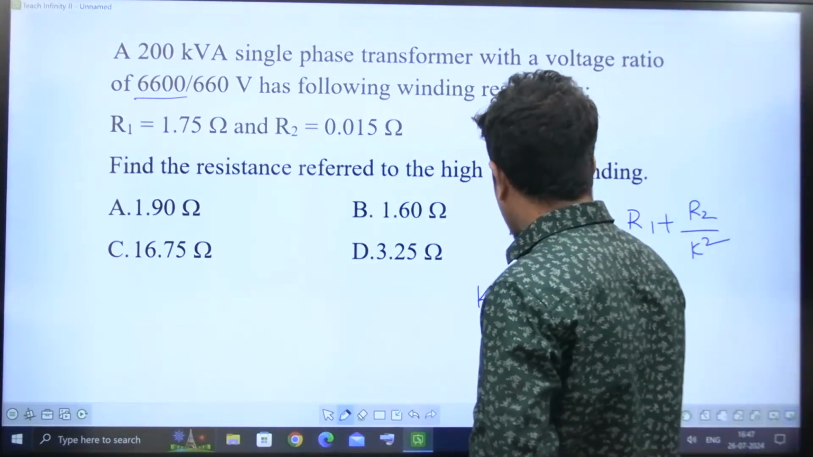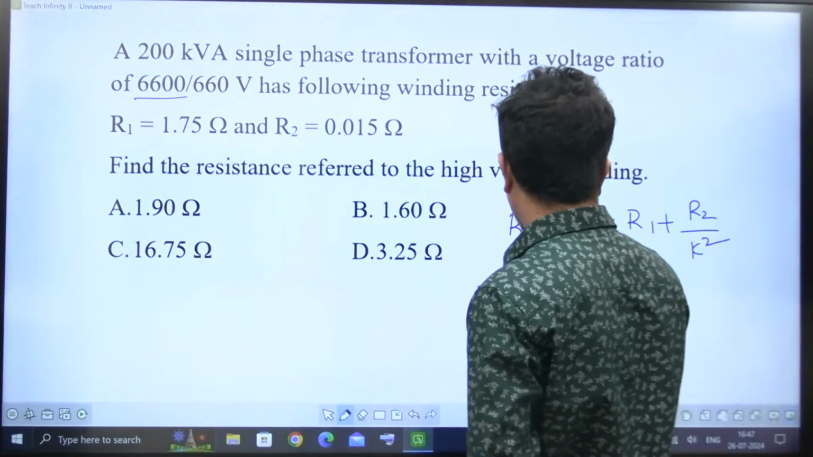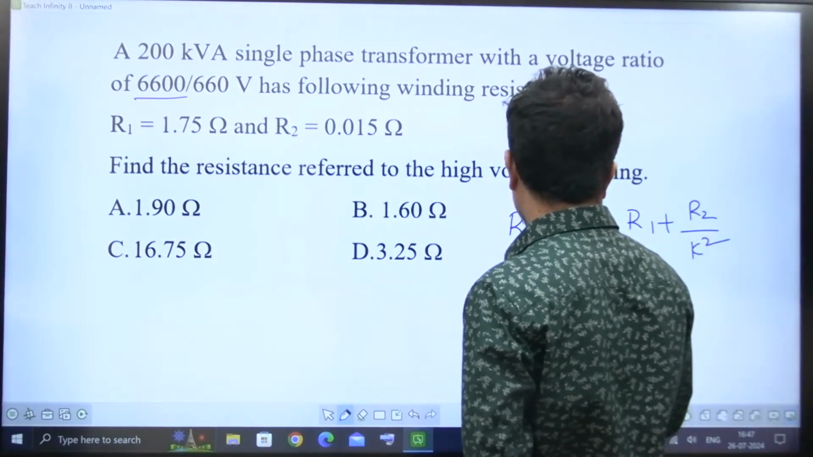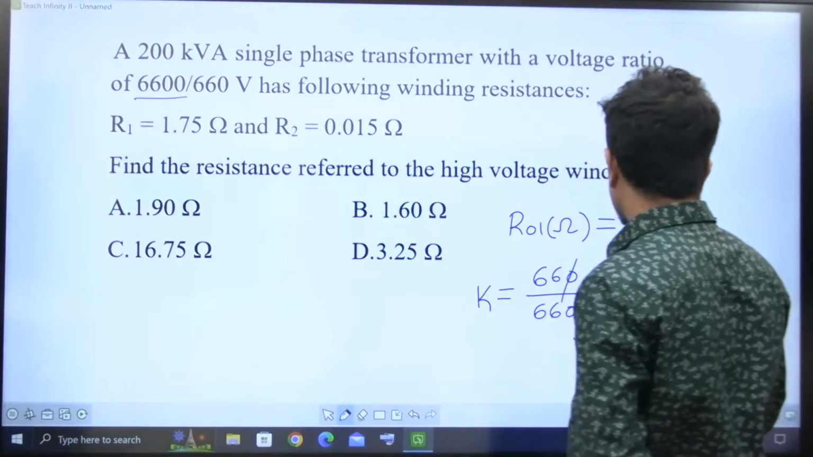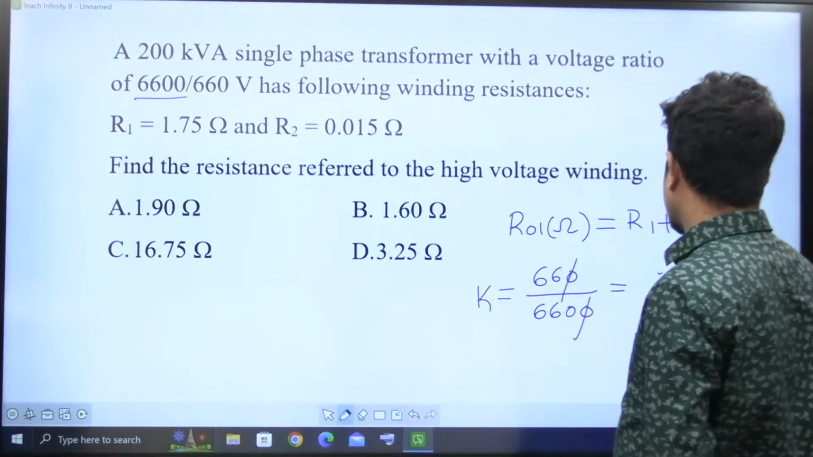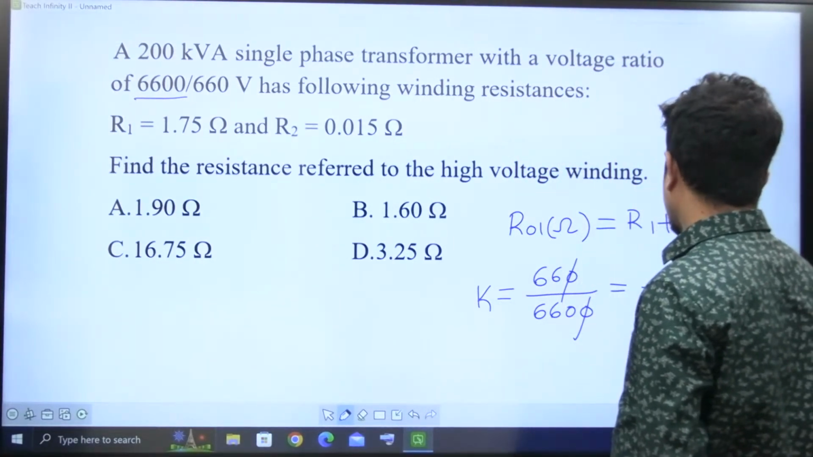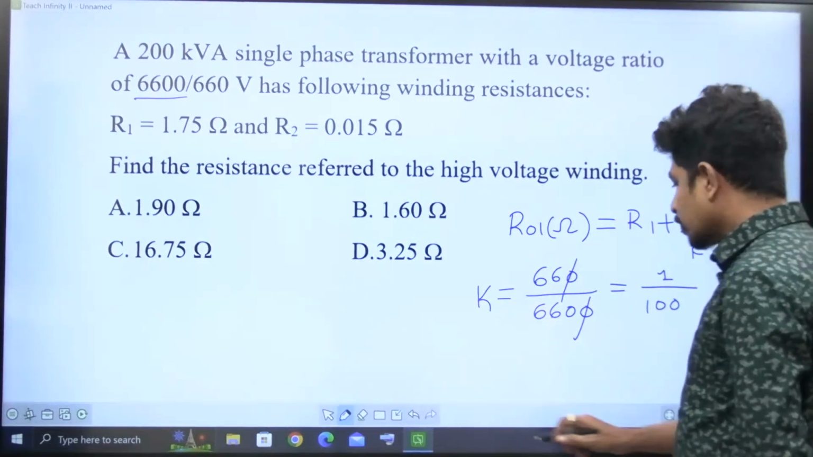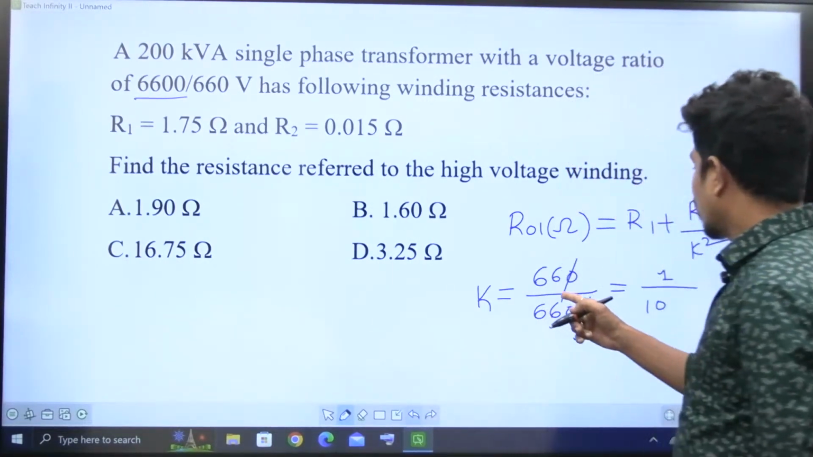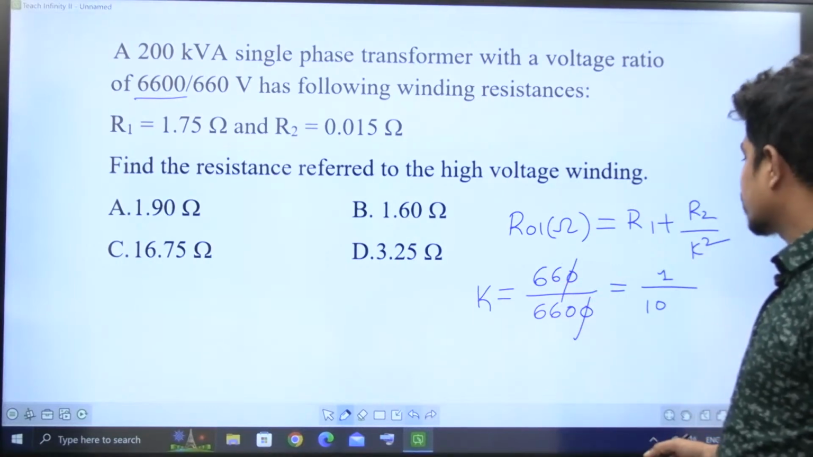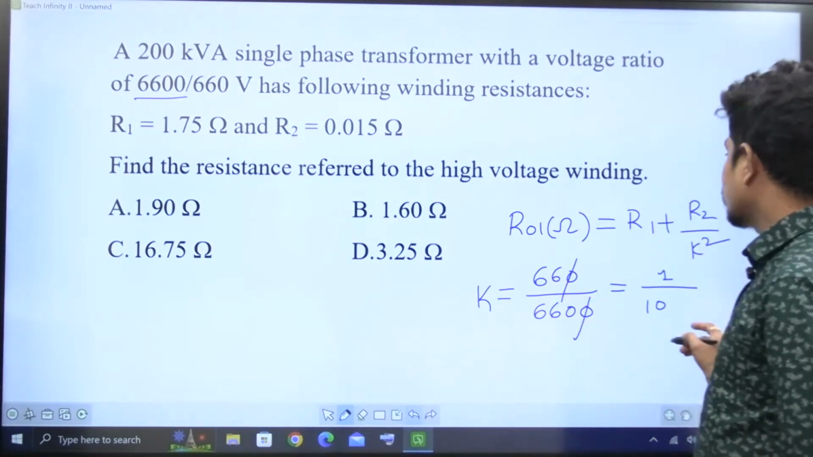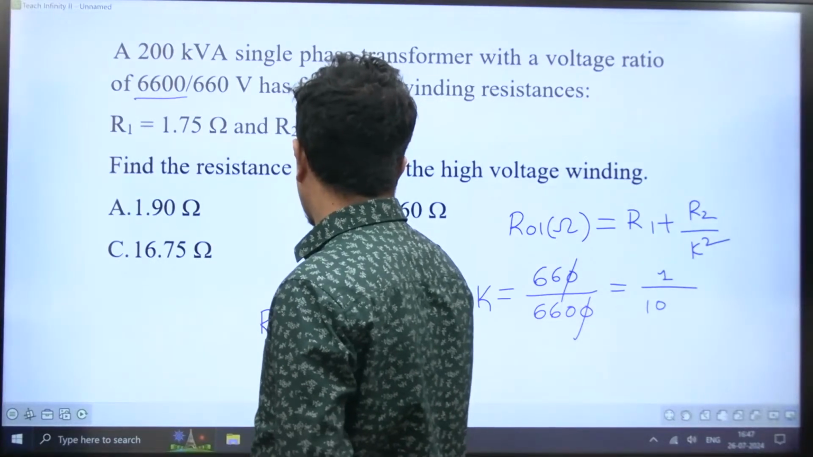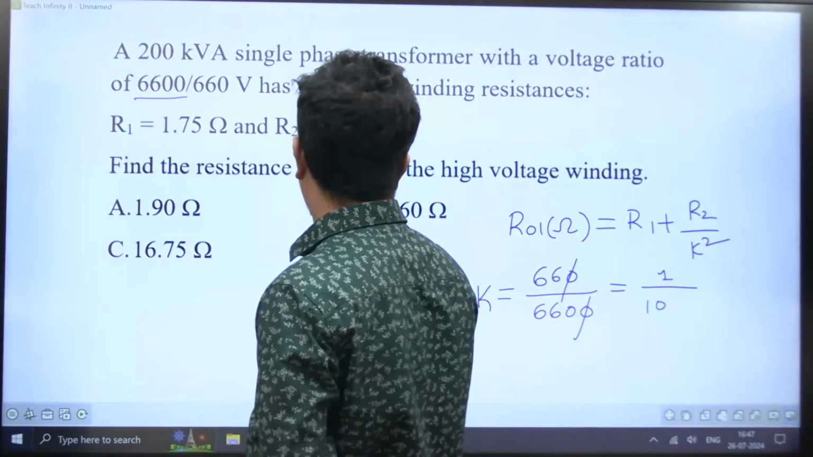K is the transformation ratio, that is N2 by N1. 660 divided by 6600. So it will be 66 by, means 1 by 100, I think. 100 or 10? Yeah, it is 10. Not 100, please. It is 10. Yeah, 66 into 10 will be 660. K is 1 by 10. Now R01 in ohmic value is equal to R1. How much is R1 here?